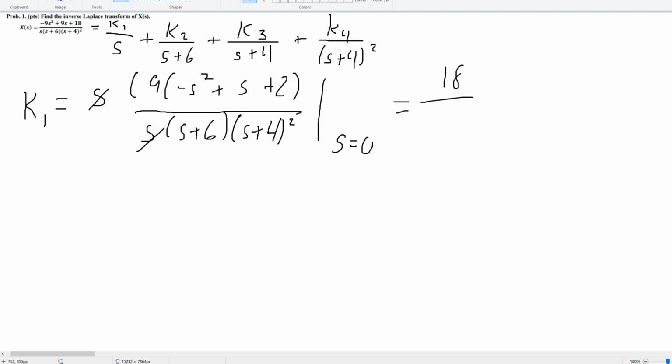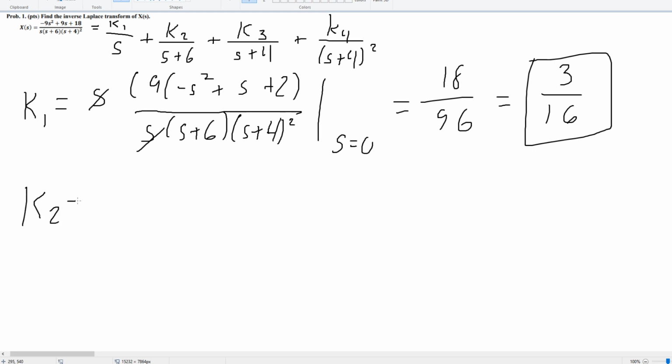And what this is going to be 4 squared, which is 16 times 6, which is 96. And then you could simplify that to 3 over 16. So see, at first, this is very simple. It only gets a little bit complicated when you get to this s plus 4 and s plus 4 squared. So, well, let's first do the K2 before we talk about that.